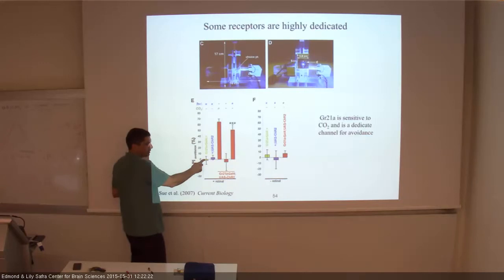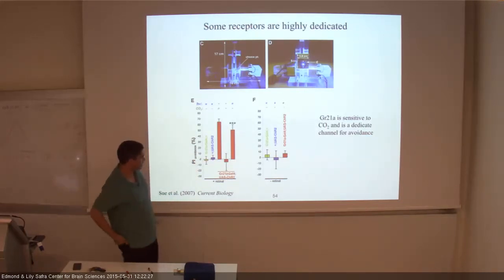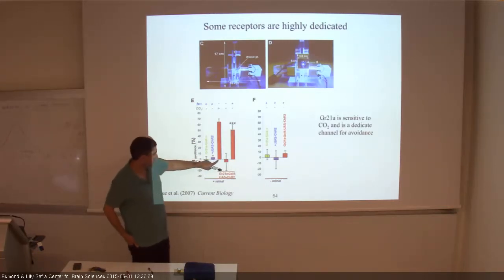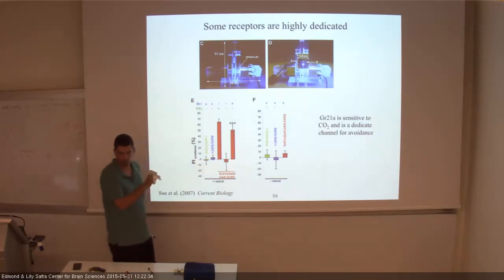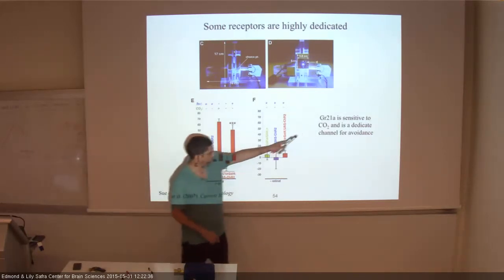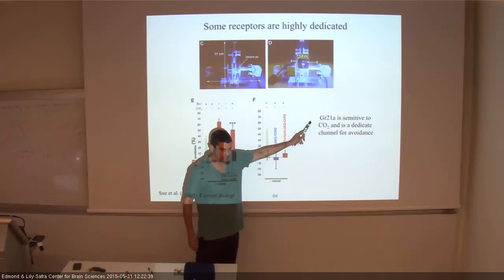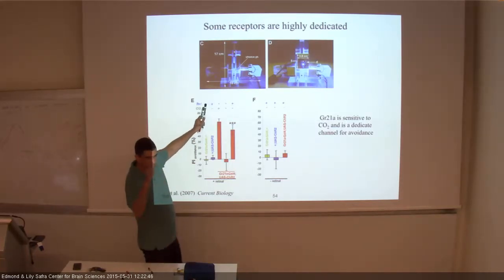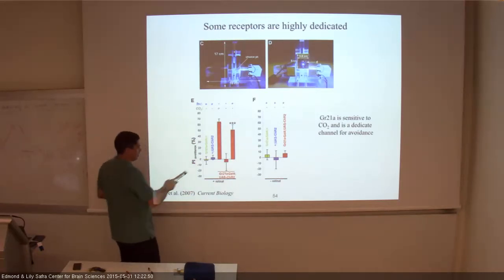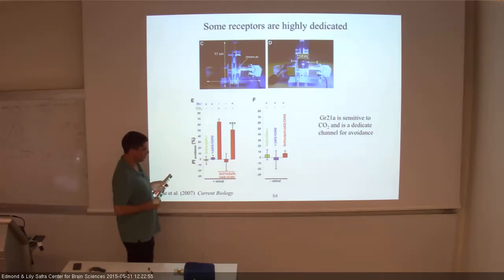But if you take only the driver fly, only the reporter fly, it will not show any avoidance. What they did here is they put channelrhodopsin in the GR21 expressing neurons in the fly. If you take only the driver, only the reporter, you see no preference when you shine light on it, when you activate these neurons optogenetically, of course, because only the driver or only the reporter won't have channelrhodopsin.